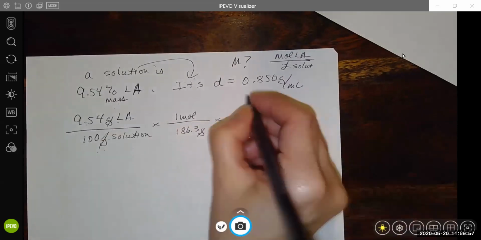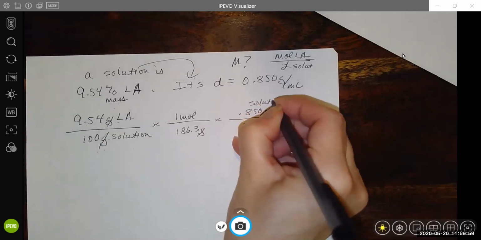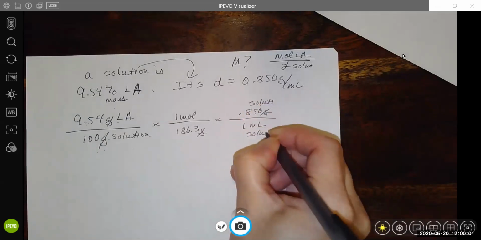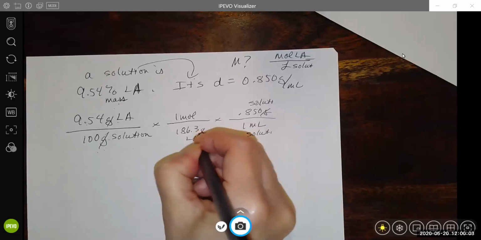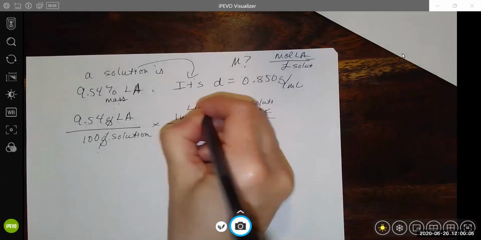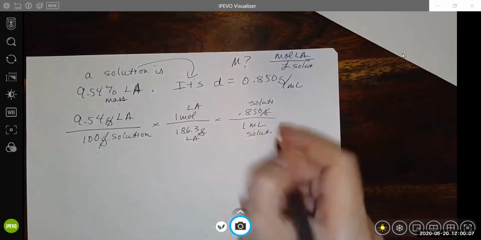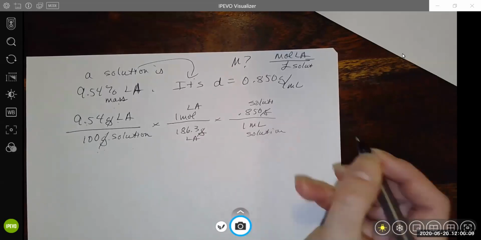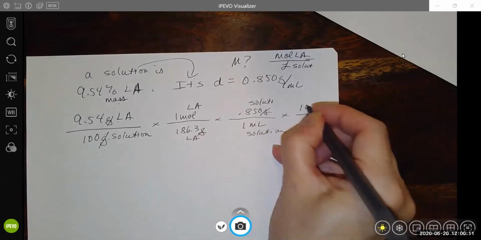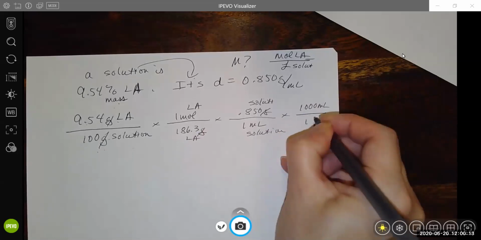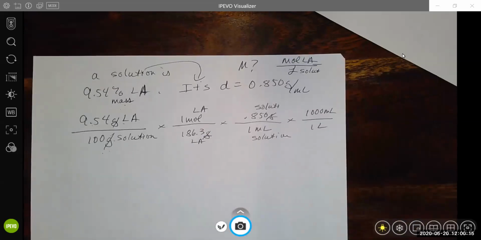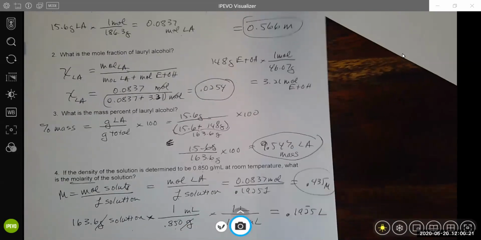Okay, so this is grams of solution and milliliters of solution. This is grams of lauryl alcohol and moles of lauryl alcohol. So you've got to keep the identities straight. Okay, and then there's 1,000 milliliters in 1 liter. And if you do this calculation, you're going to get the same molarity as we got here, the 0.435.